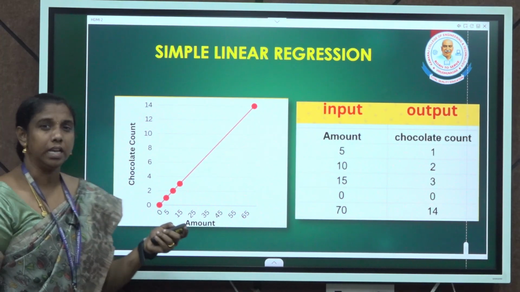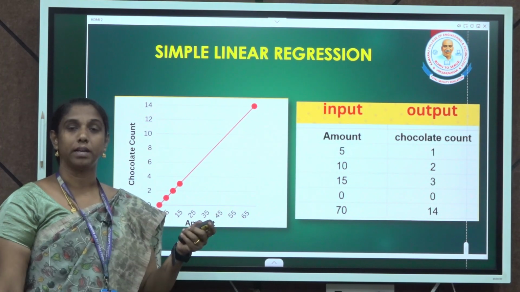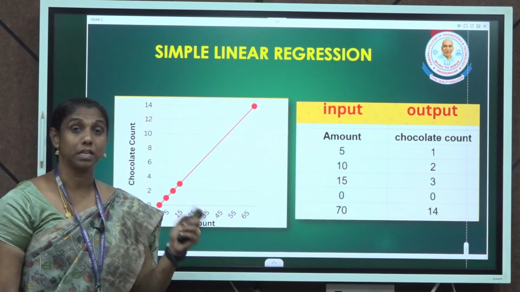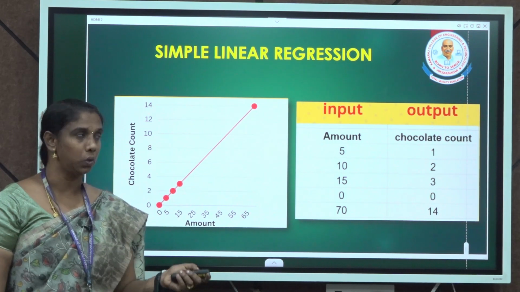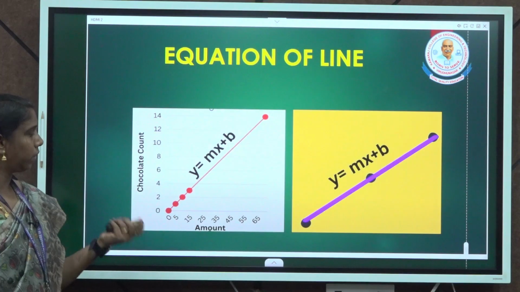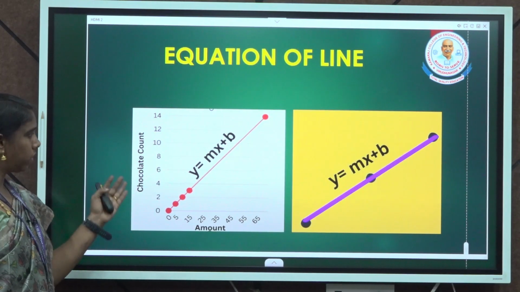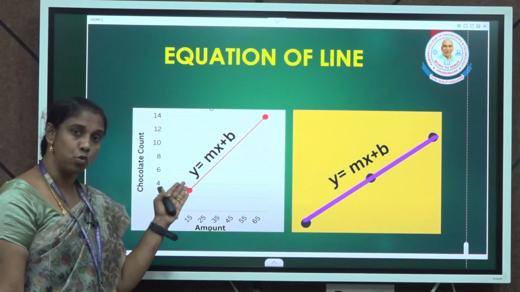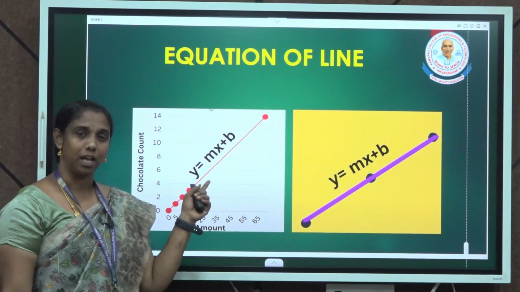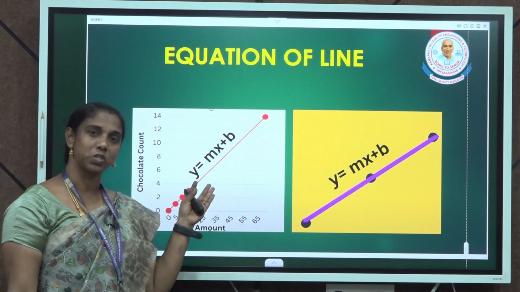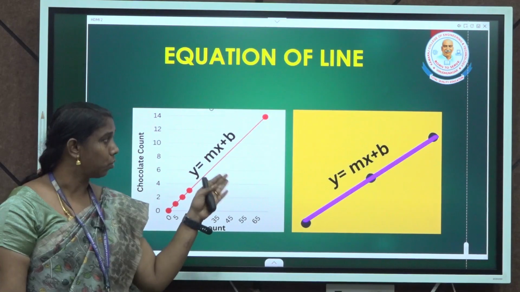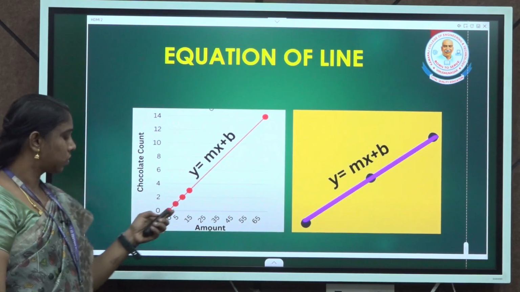In the mathematical manner, a straight line can be represented by a formula that we all know, that is y = mx + b. Here y is the new point, m is the slope, x is the given input, and b is known as the intercept.